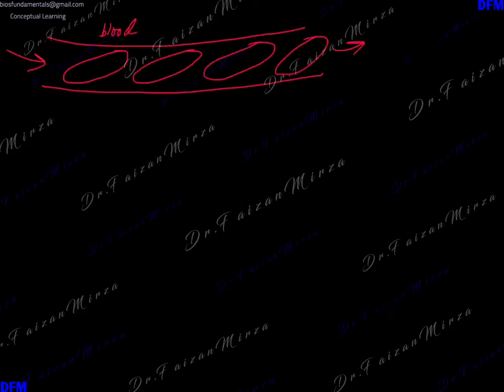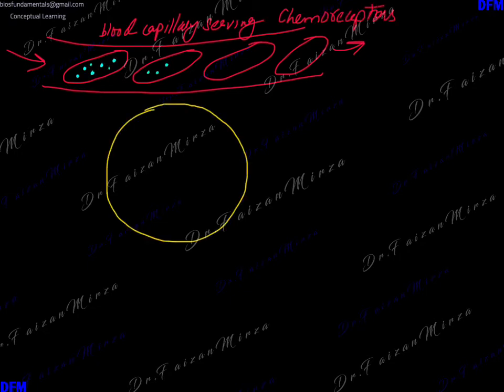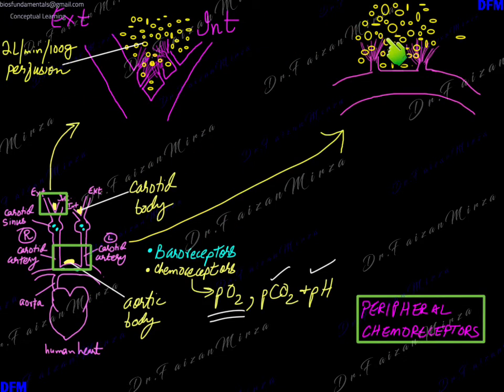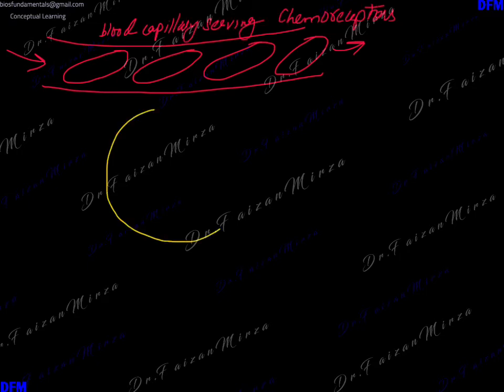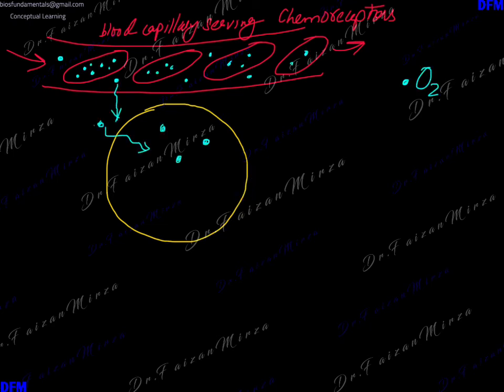Now how do these work? They also work by the diffusion gradient. How do they work by diffusion gradient? This yellow cell is the same cell that's present here. So the carotid body and the aortic body actually have glomus cells. What are glomus cells? Glomus cells are specialized cells which can release neurotransmitters when stimulated. So this yellow circle is actually the glomus cell coming from the aortic body or the carotid body.